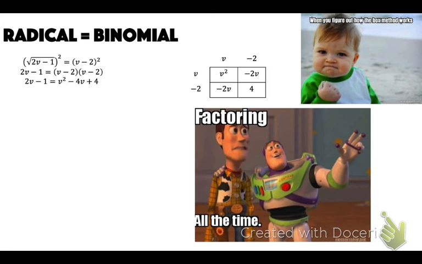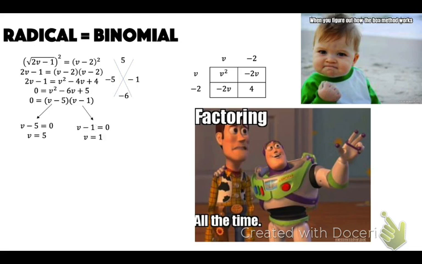So we have to get this equal to 0. So I'm going to subtract the 2v and add the 1. So you get v squared minus 6v plus 5. Factor that. So see what multiplies to be 5, adds to be -6, is -5 and -1. So that's v minus 5, v minus 1. So v minus 5 equals 0, which means v equals 5. V minus 1 equals 0, which means v equals 1.